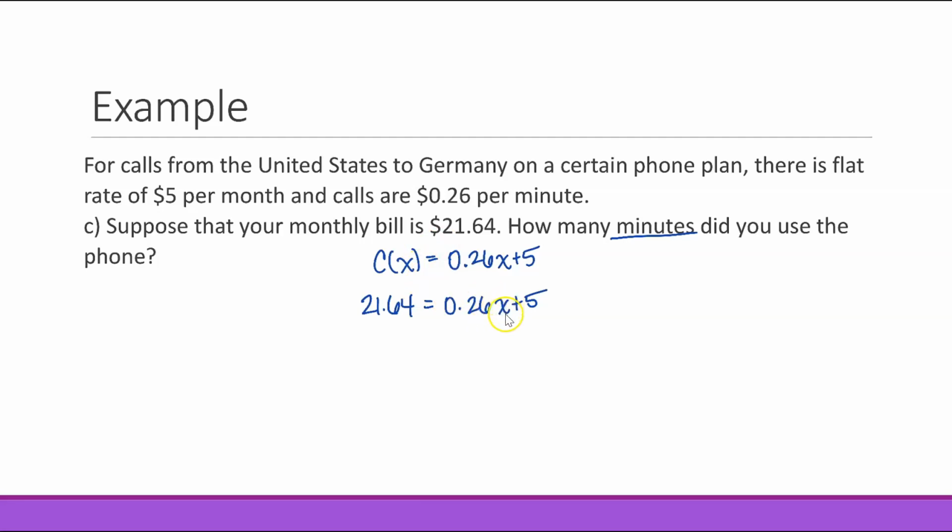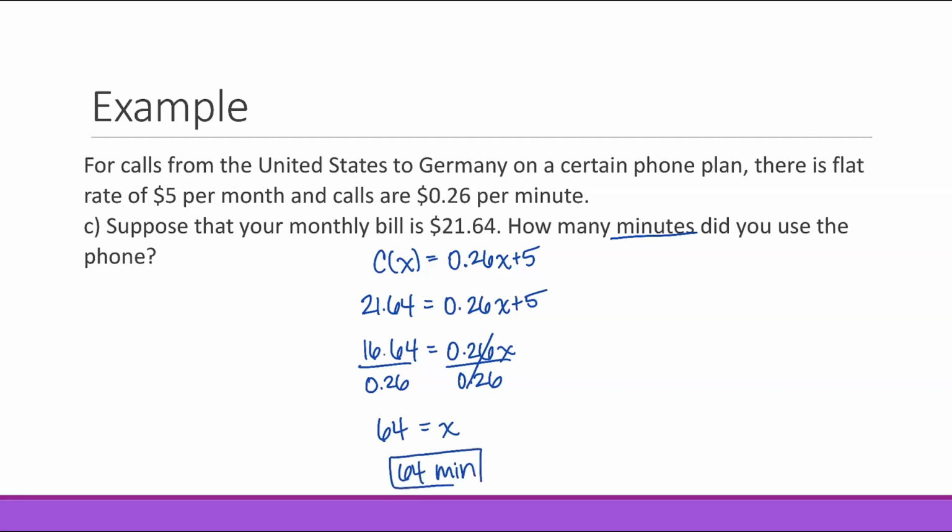How many minutes did we use the phone? We're solving for X. We'll subtract 5 to the other side, so we'll get $16.64 equals 0.26x. We'll divide both sides by that 26 cents and get the nice number 64. And then the units are going to be in minutes. How many minutes did you use that phone? 64 minutes.